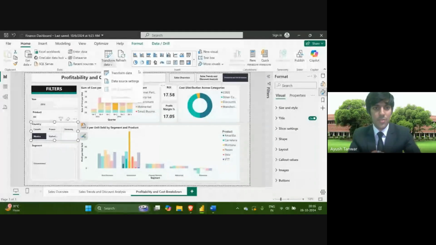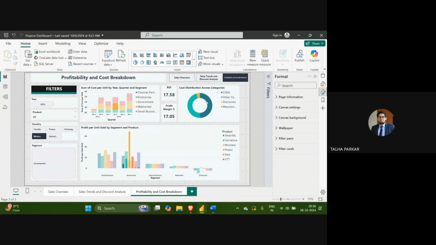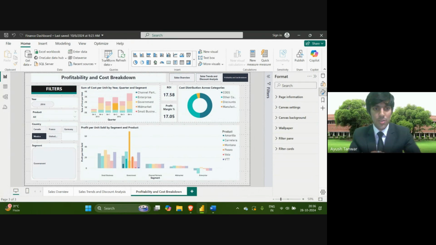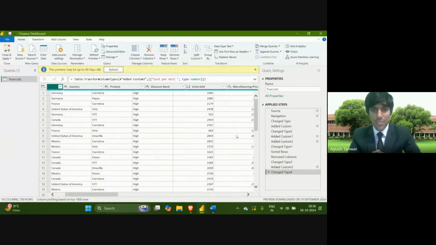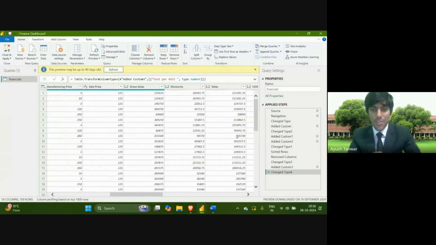I hope my screen is visible. Yes, we can see your screen. So when you go to transform data, right, as you can see, these are the applied steps. So we added certain columns at the time that were not there.